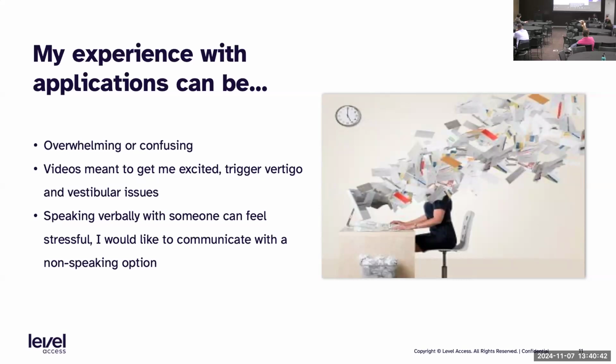And then also for me, speaking verbally with someone can feel very stressful. So I like to have a communication with a non-speaking option, whether that's email or chat. There are certain times, it's called selective mutism, where my brain is on overload. So my ability to articulate clearly and succinctly can be lost. That's when I kind of say my speech, I don't know when to zip it.